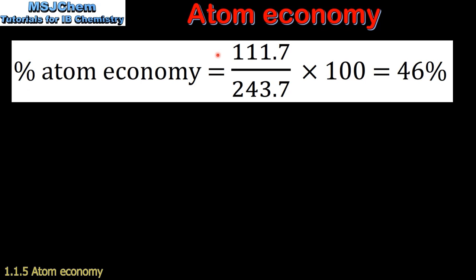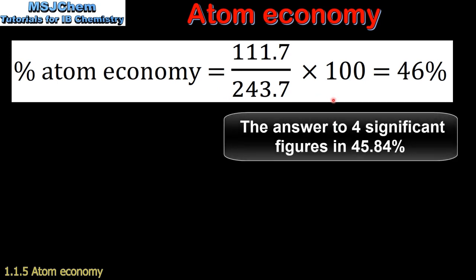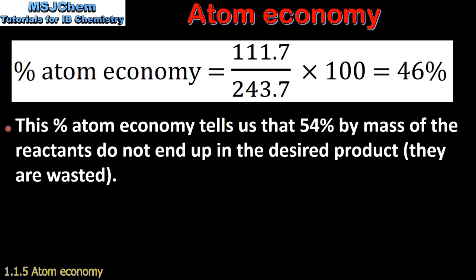The total of the molar masses of our desired product, which was iron, is 111.7. The total of the molar masses of the reactants was 243.7. When we do this calculation, we get a percentage atom economy of 46%, which I've rounded to 2 significant figures. This percentage atom economy tells us that 54% by mass of the reactants do not end up in the desired product. In other words, they are wasted.